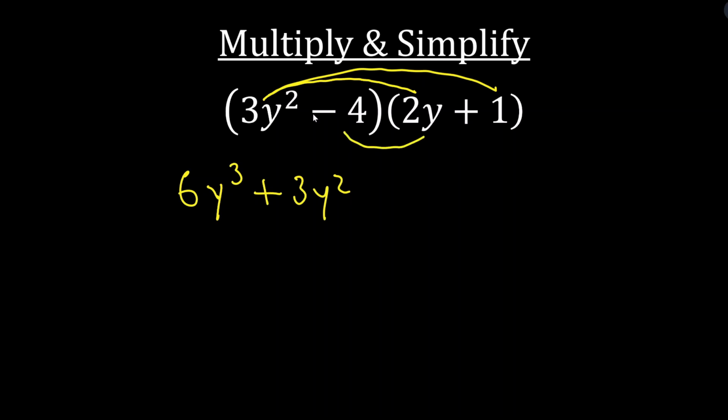Then we have this negative. We need to think about that. We're always thinking about the sign. Minus 4 times 2y. So negative 4 times 2 is negative 8. The y is just chilling. And then we have negative 4 times 1, which is just negative 4.